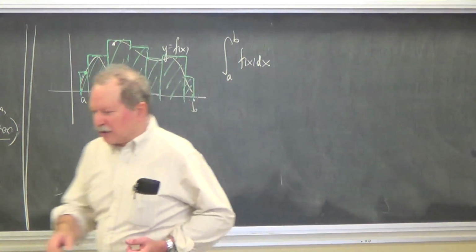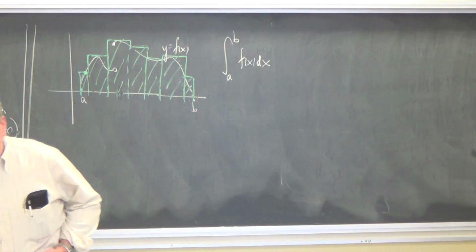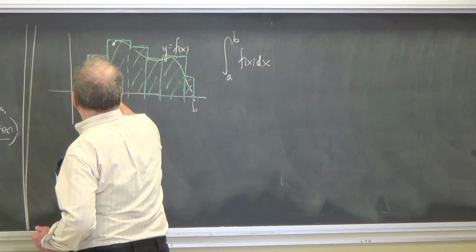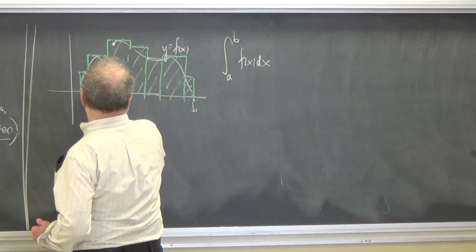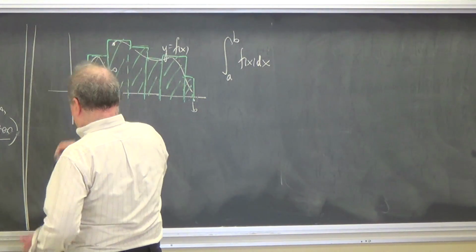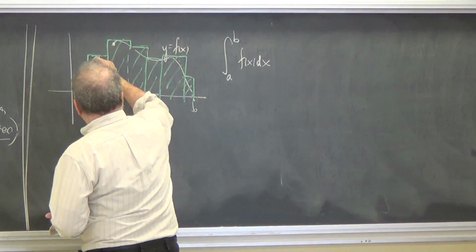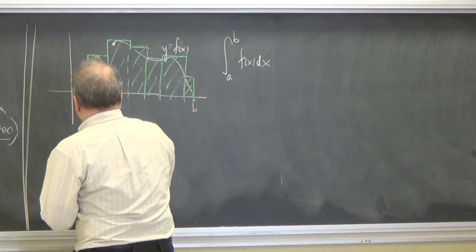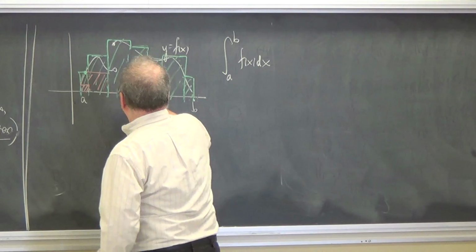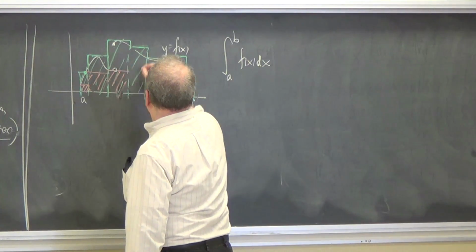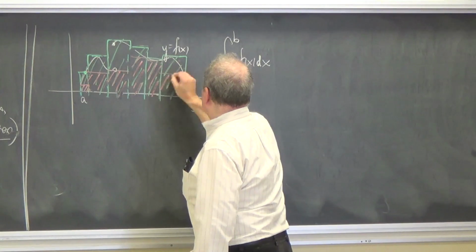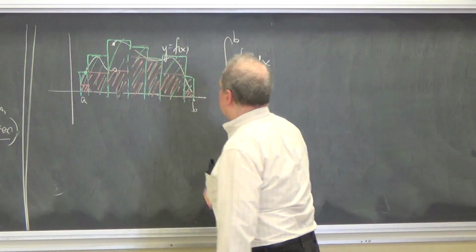You then come along and you do the same thing on the lower side, and you have inscribed rectangles here, if you like. On this piece, this looks like it ought to be here. And then here, and then here, and then here. So I would add, yes sir?